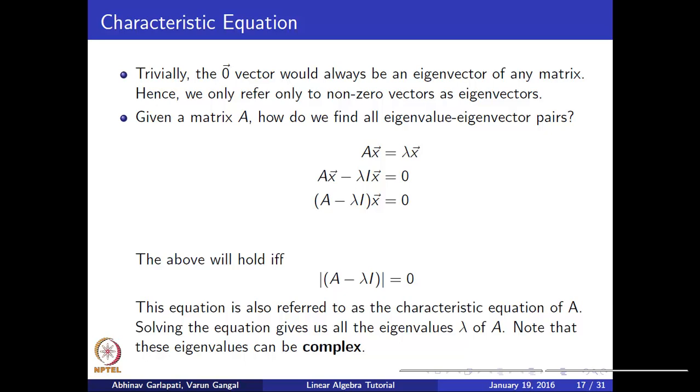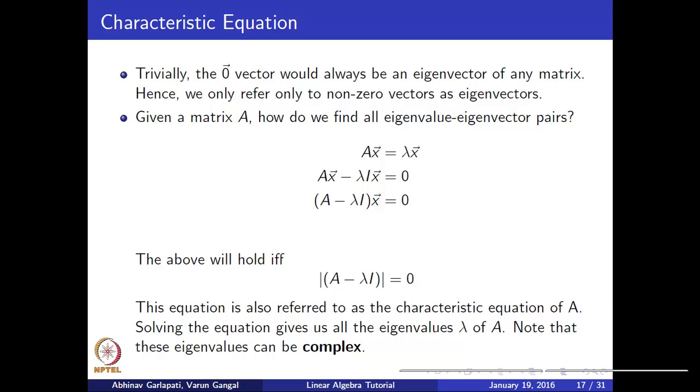So the question is, given a matrix A, how does one find all the eigenvalue-eigenvector pairs? By simplifying Ax equals lambda x, we get (A minus lambda I) x equals 0. Now, since we are only looking at non-zero vectors, x can't be a 0 vector, which means that det(A minus lambda I) should be 0. So the equation det(A minus lambda I) equals 0 is called the characteristic equation of A. Solving this equation gives us all the eigenvalues of A.